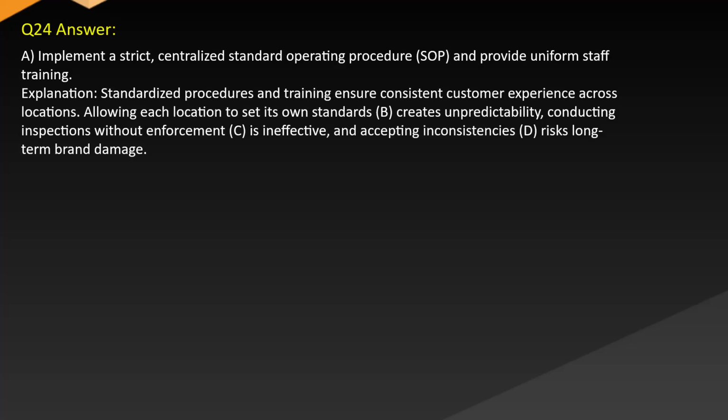Answer A. Implement a strict centralized standard operating procedure (SOP) and provide uniform staff training. Explanation: standardized procedures and training ensure a consistent customer experience across locations. B. Allowing each location to set its own standards creates unpredictability, and conducting inspections without enforcement is ineffective. C. Accepting inconsistencies. D. Risks long-term brand damage.